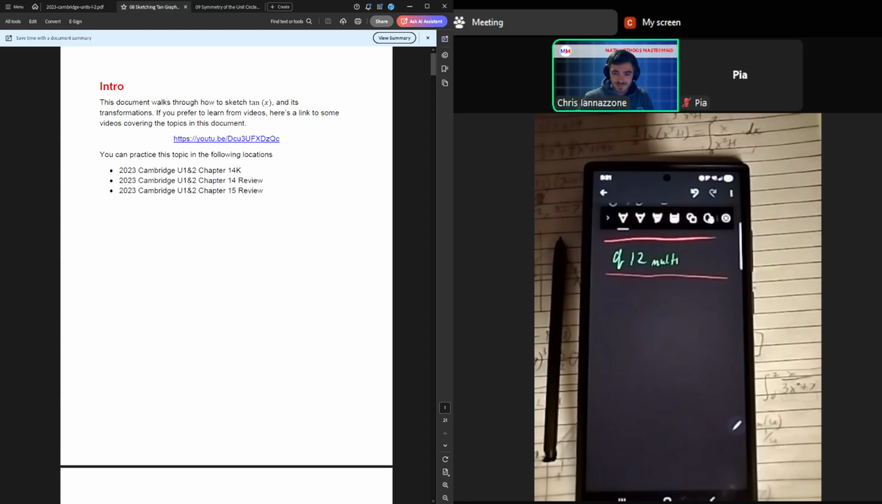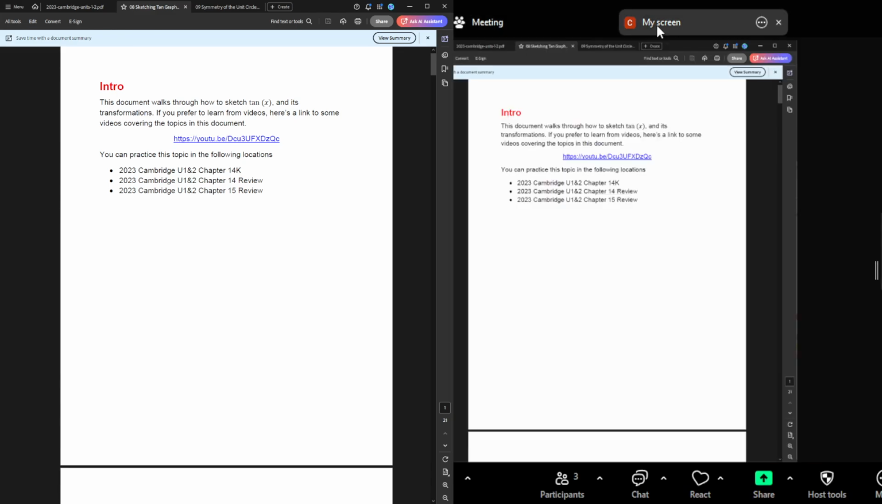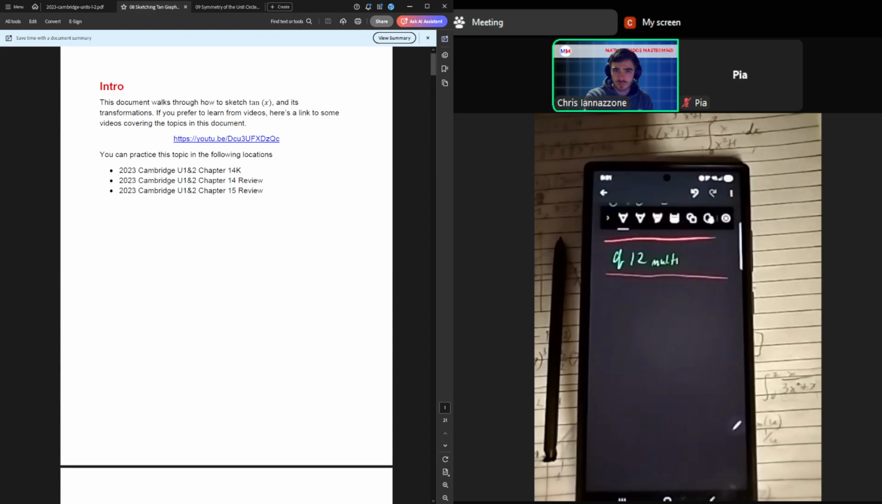Okay, let's make a start. This one will be on how to sketch tan, and once we go through how to sketch the tan graphs, then we'll move on to some of the symmetries of the unit circle. So, different things you can do to reflect your circular function values around the unit circle.